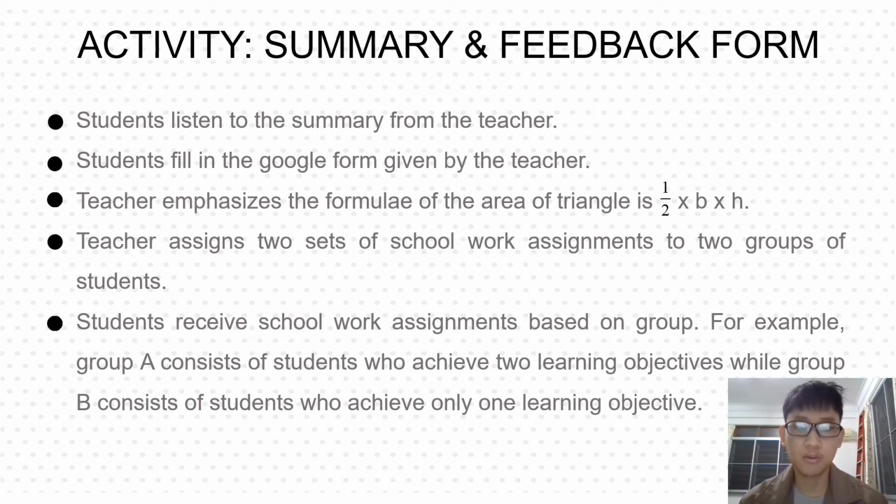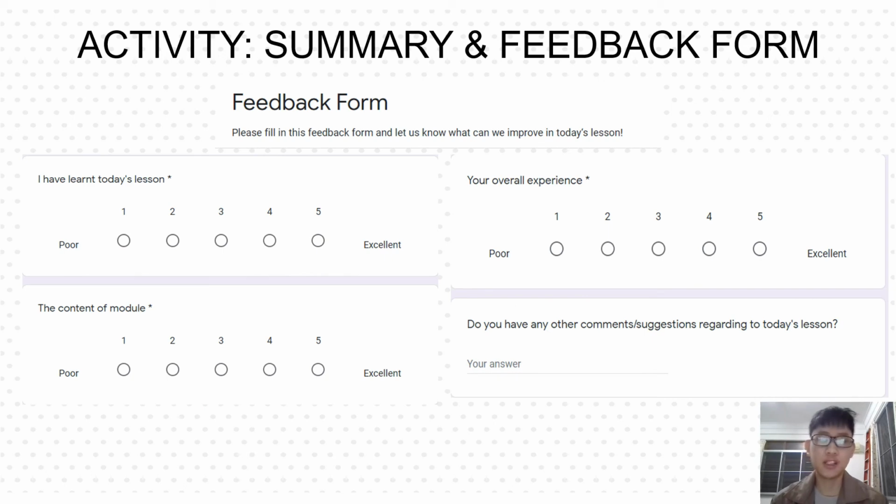and students will receive schoolwork assignments based on their group. For example, Group A consists of students who achieve 2 learning objectives, while Group B consists of students who achieve only 1 learning objective. Okay, so this is the feedback form that I prepared for the students. There are 4 questions that students need to answer and provide feedback on.